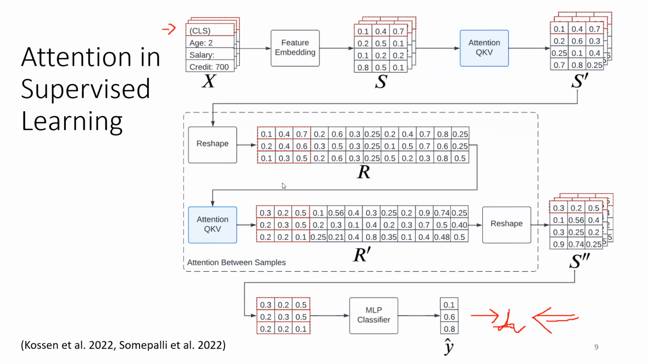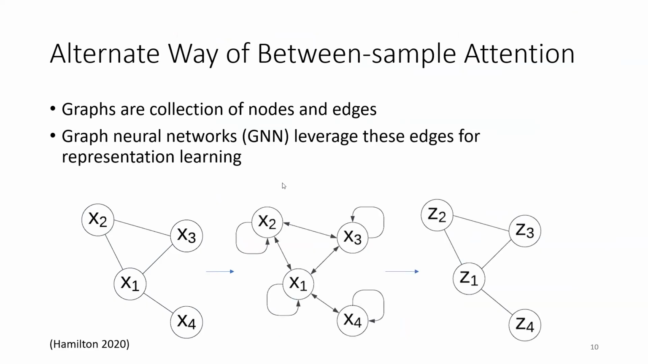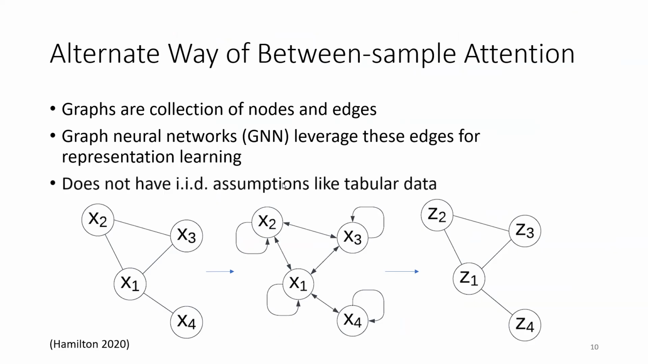Okay, but is there any other way to leverage between sample relationships? From our literature search, we note that there is another way, and that is graph neural networks. Consider graph data, that is a collection of nodes and edges. Here, a graph has 4 nodes and some edges that connect them. Graph neural networks leverage information from all connecting nodes to generate representations. So we can see they do not have the IID assumption as tabular data. That's great, but how can we use it for tabular data? We'll visit it later, but let's move on.